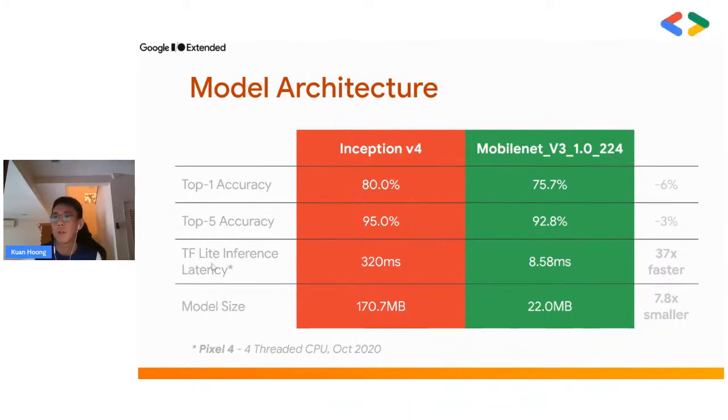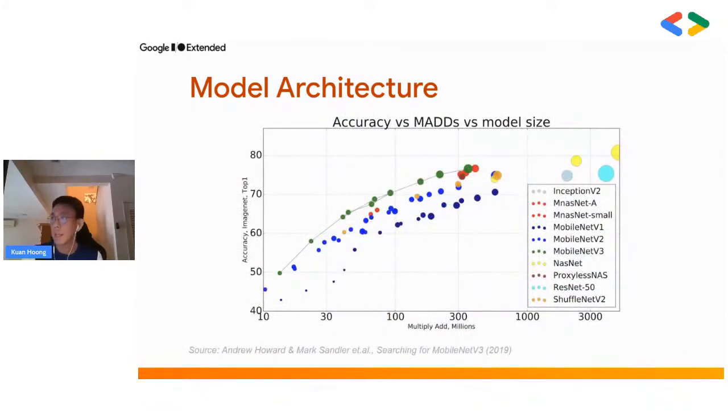But what's the difference when you run on TensorFlow Lite? The latency before was 320 milliseconds. Now the latency is only 8.58 milliseconds. That means you improved about 37 times faster. Another thing is the model size was 170 megabytes, and now you're able to compress it into a smaller file, about 8 times smaller. If you look at the comparison, the difference in accuracy between the normal model and the mobile net model is not so far apart. It still achieves a reasonably good result.